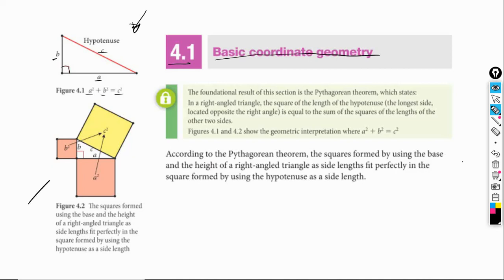Now this other illustration, figure 4.2, shows us the proof of that. And basically what the Pythagorean theorem says is that if you grab the legs and make them into squares and you add this area plus this area, you get an area that is equivalent to the square that would be made with the hypotenuse.